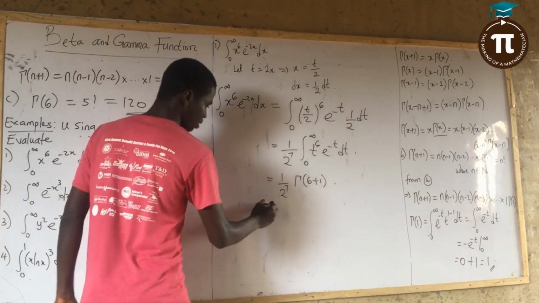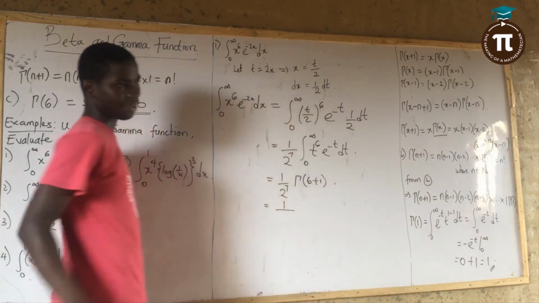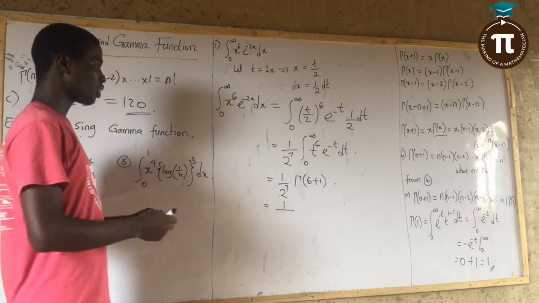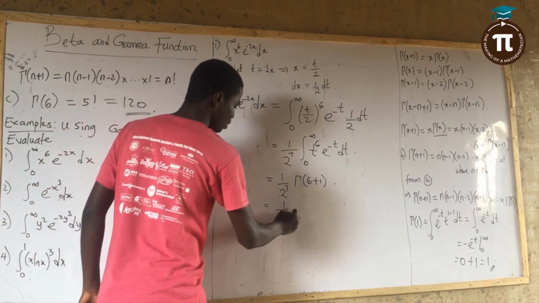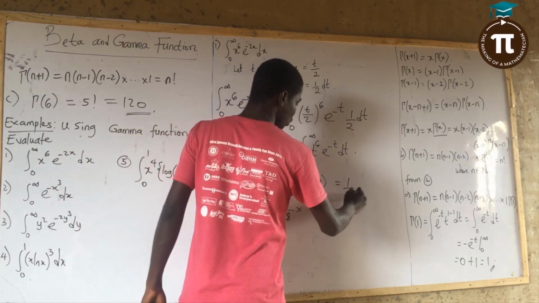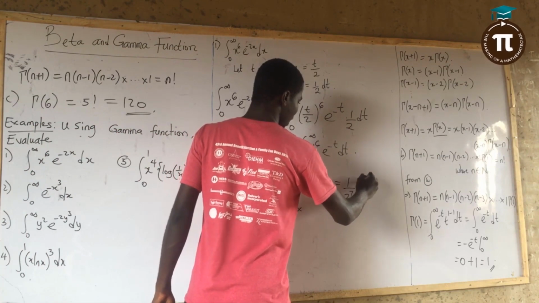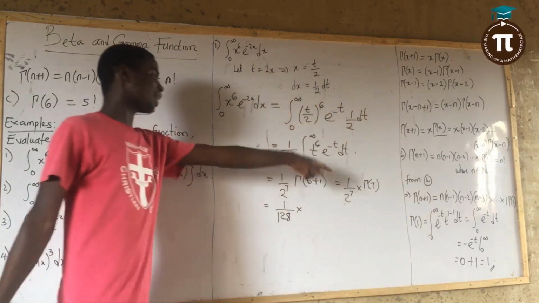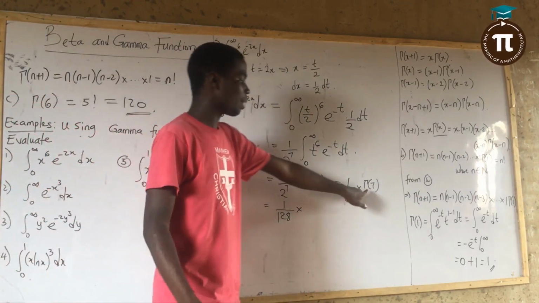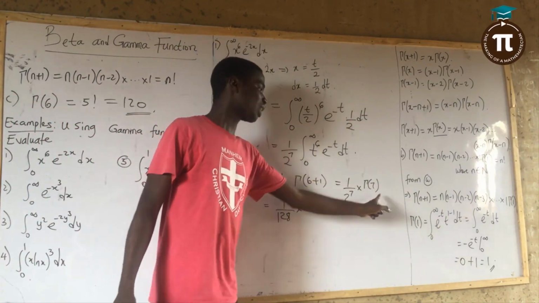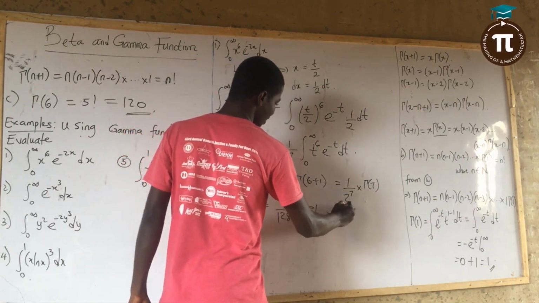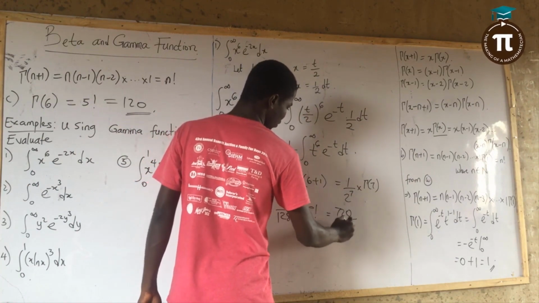So this one is 1 over 2 raised to power 7. 2 raised to the power 6 is 64. 2 raised to the power 7 is 128. Multiplied by gamma of 7. Let me put it this way, 1 over 2 raised to the power 7 multiplied by gamma of 7. So gamma of 7 from here is 6 factorial. Don't forget, gamma of n plus 1 is equal to n factorial. So gamma of 7 is 6 factorial. So I have 6 factorial here. 6 factorial is 720. 720 over 128.